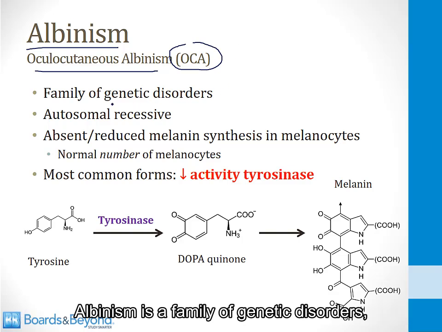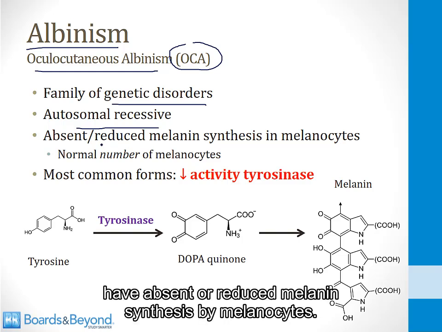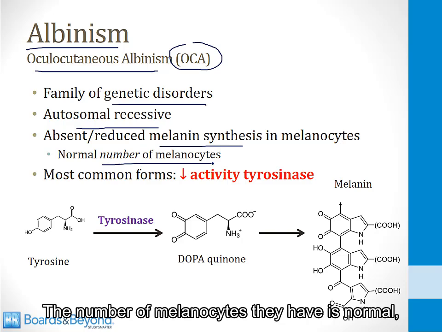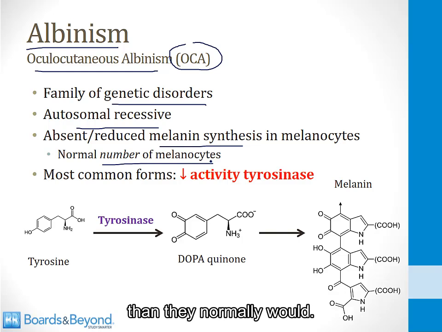Albinism is a family of genetic disorders. There are a number of subtypes. They are all autosomal recessive. And individuals with albinism have absent or reduced melanin synthesis by melanocytes. The number of melanocytes they have is normal. It's just that they are synthesizing less than they normally would.